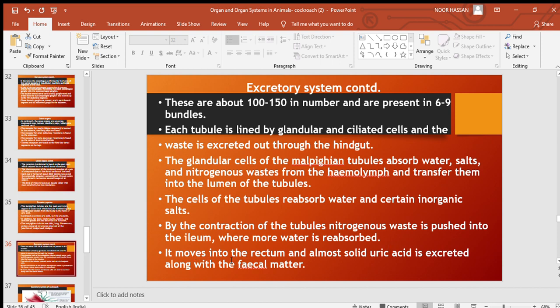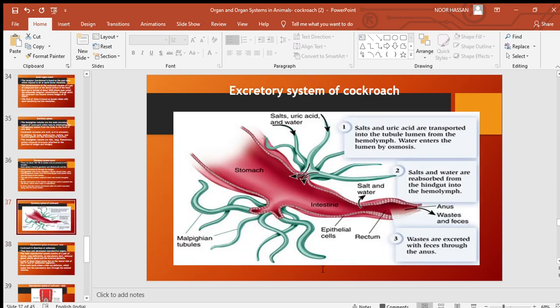Then the waste moves into the rectum, and almost solid uric acid is excreted. As more water is reabsorbed, only very little, almost solid waste is excreted, and it is solid uric acid, along with the fecal matter. Okay, so this is the picture to show the excretion. These are the Malpighian tubules. In the first step, salts and uric acid are transported into the tubule lumen, that is the cavity or space inside the tubule, from the hemolymph.